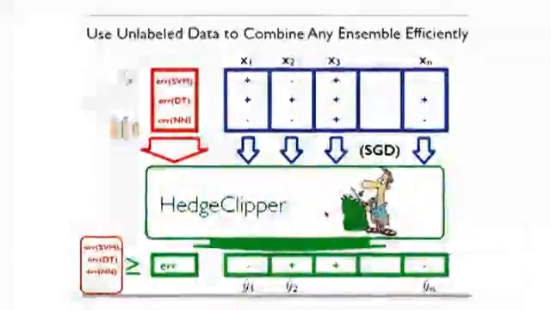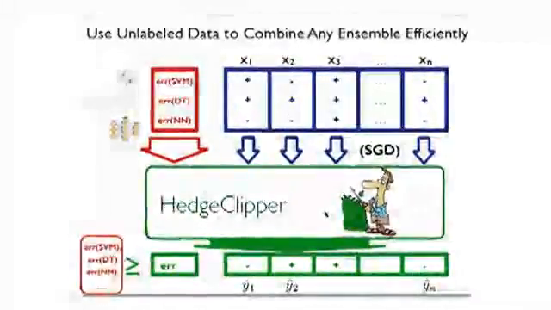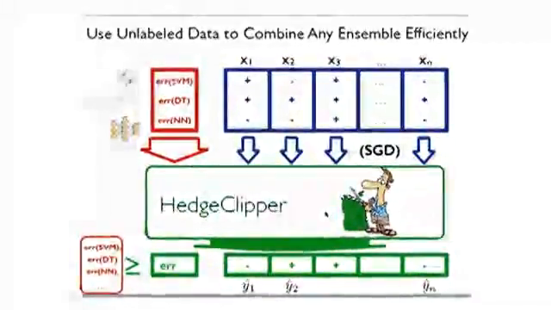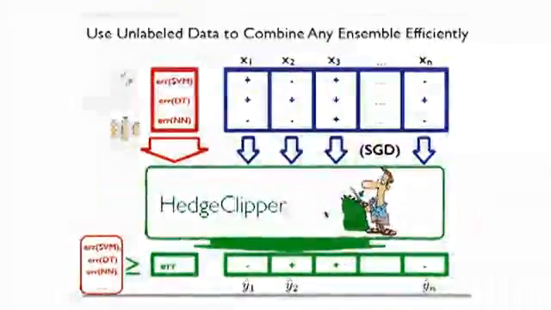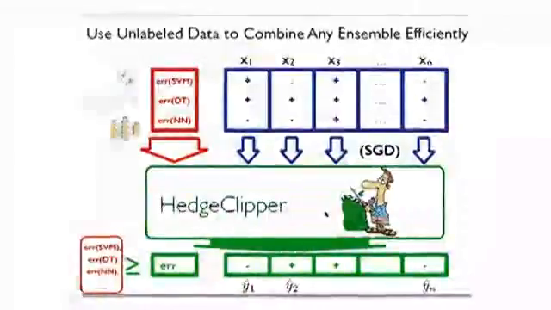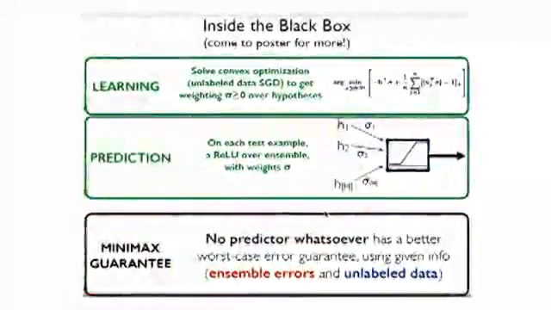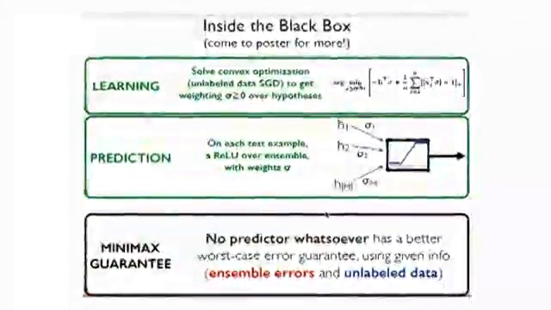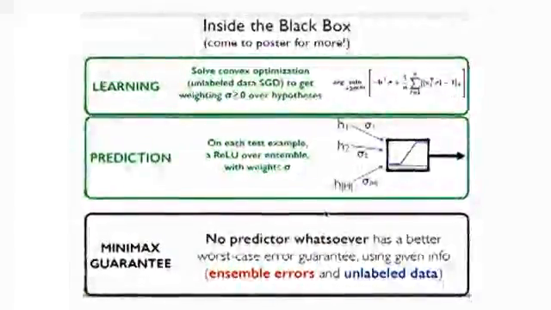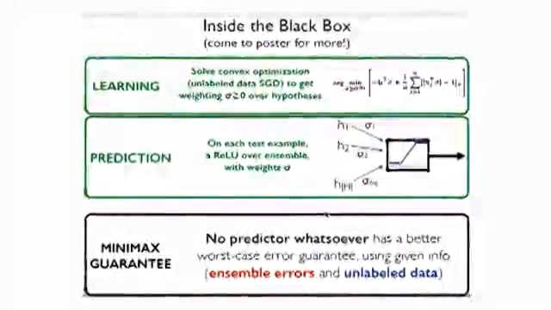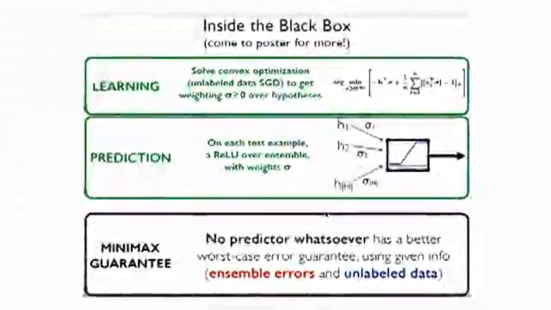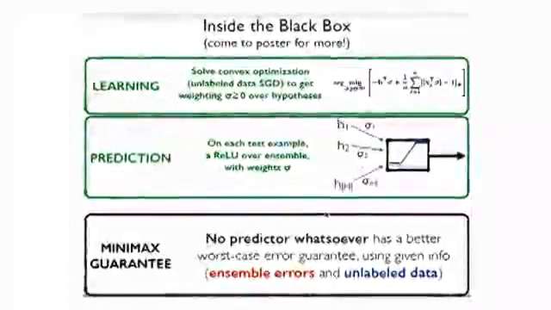But let me get into what the algorithm is inside the black box. It's an efficient algorithm that processes the unlabeled data through stochastic gradient descent, basically. So you only need to handle one unlabeled point at a time. And it consists of a learning algorithm and a prediction rule. The learning algorithm is a convex optimization, which is this gradient descent, as I said. You get from it a non-negative weight vector over the classifiers that you input, the SVM, decision tree, DeepNet, etc.